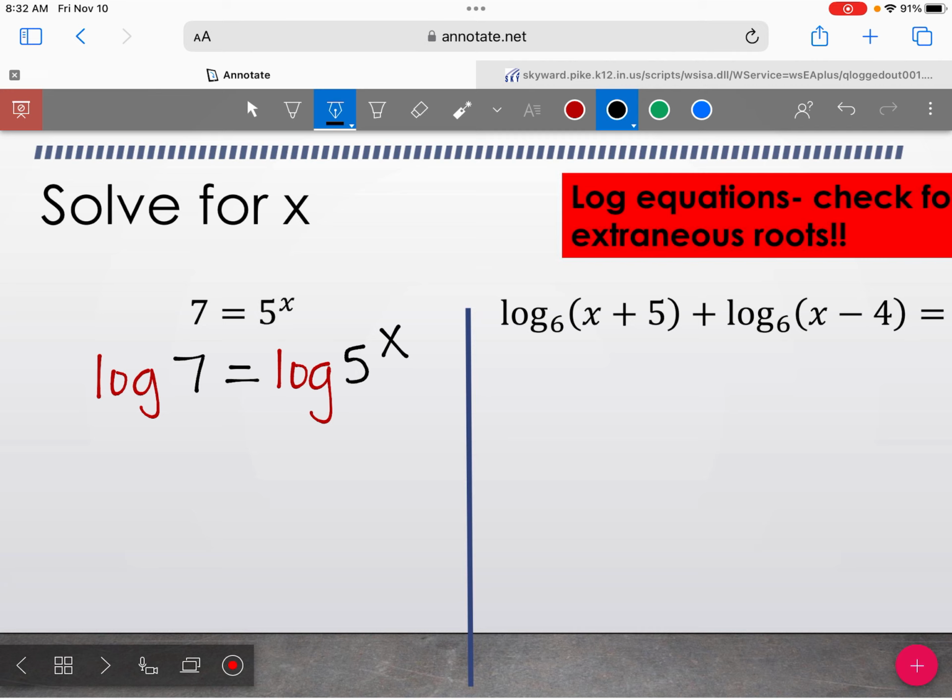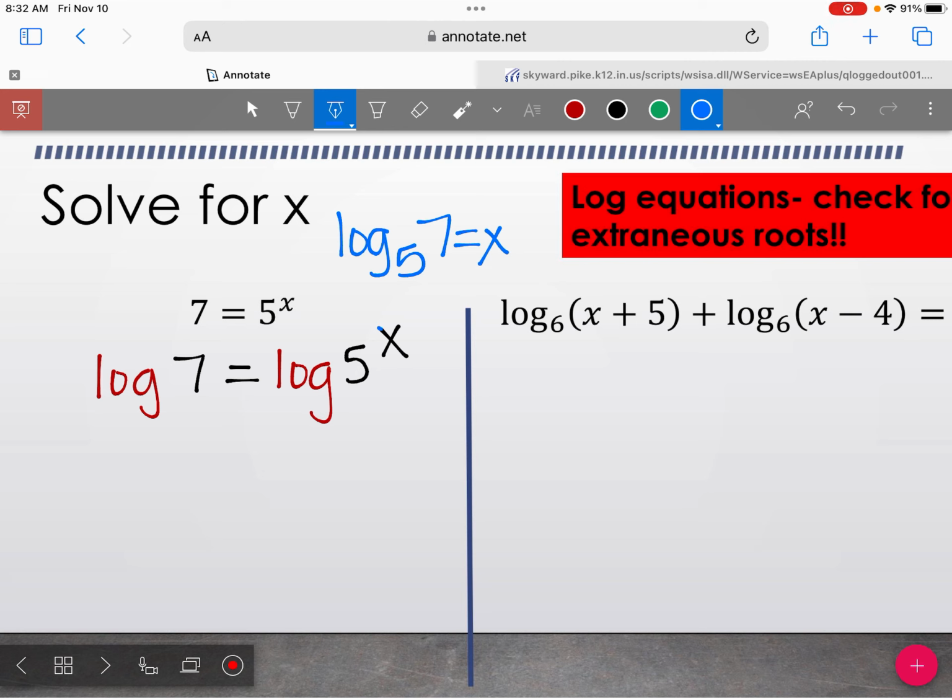Yes, Georgia? Can you write it in exponential form first, like log base 5? Yeah, you could do that. So if you did a rewrite, you would write it as log base 5 of 7 equals x, and then you would do the change of base formula. So you would get the same answer.